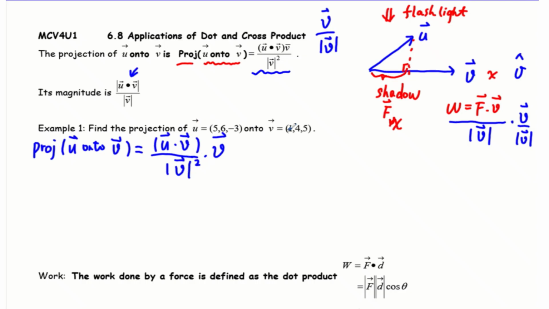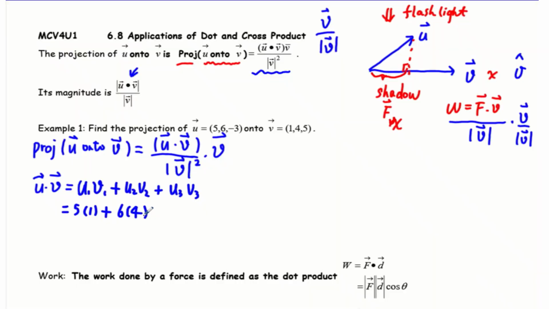So from the given information, we find u dot v equals what? The dot product is just the x components times, the y components times, and the z components times. So it will be u1 v1 plus u2 v2 plus u3 v3. Then we substitute the numbers. It's 5 times 1 plus 6 times 4 plus -3 times 5. Get your calculator out. We are going to find that it is 14.